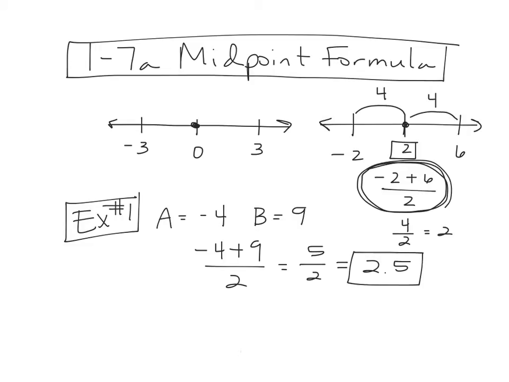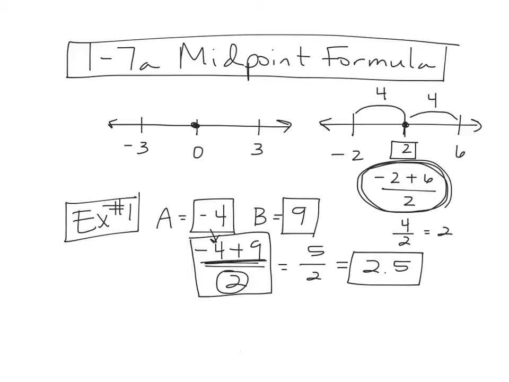So -4 right here, right? -4 plus 9, you're adding them together. And then you're dividing by 2. Oh, and then it just happened to be another -4 right there. No, because we took these numbers. We took the -4 and the 9, and that's what we plugged in. Add them together, divide by 2.